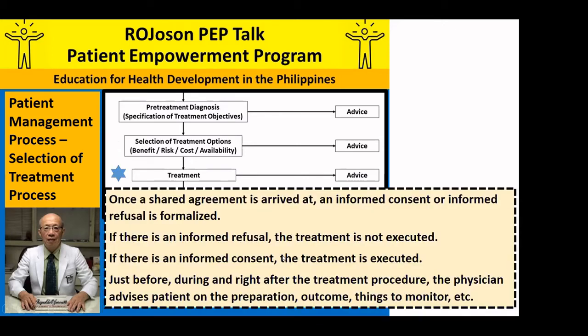Once a shared agreement is arrived at, an informed consent or informed refusal is formalized. If there is an informed refusal, then the treatment is not executed. If there is an informed consent, the treatment is executed. So just before and during and right after the treatment procedure, the physician advises again the patient on the preparation, outcome, and things to monitor, etc.